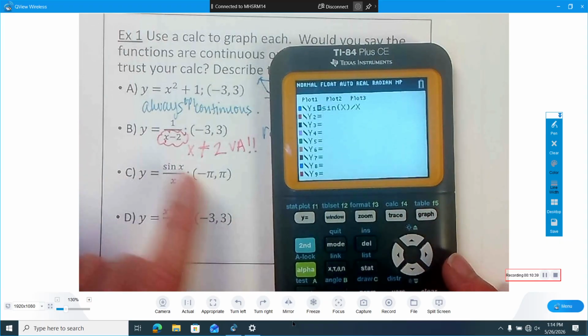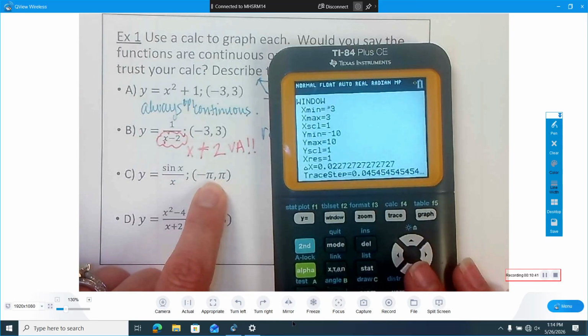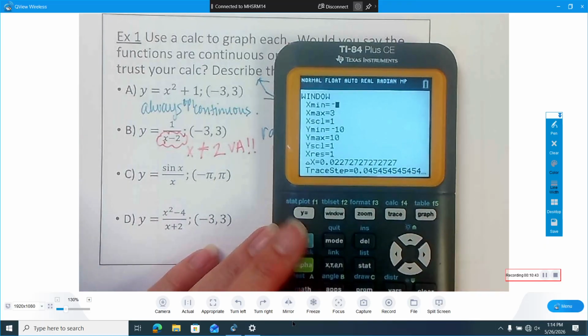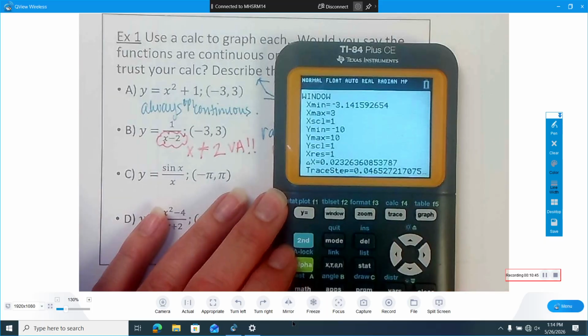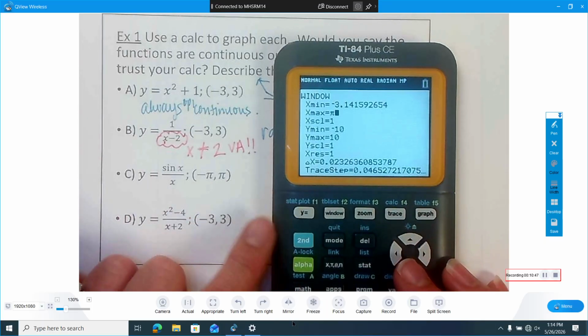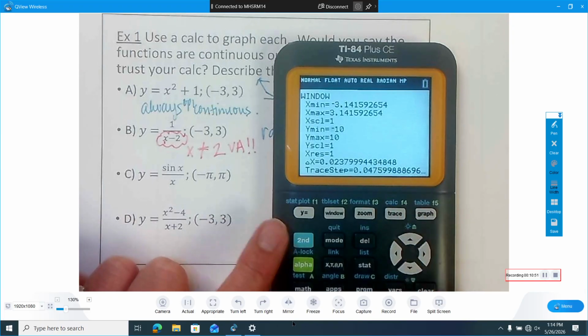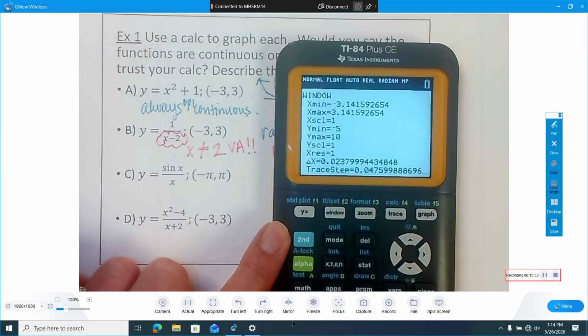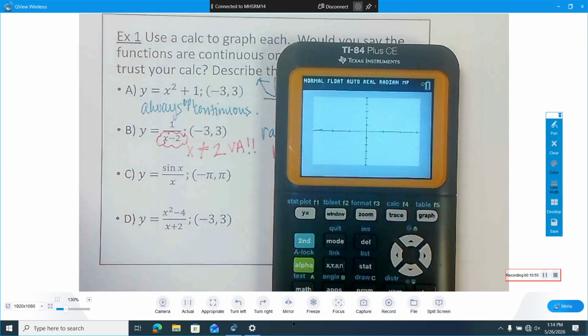All right, and it says to go from negative pi to pi, so I'm going to go ahead and do that. I'm going to go from negative pi to pi on my calculator window. And I also doubt I need to go from negative 10 to positive 10, so I'm going to go negative 5 to 5. Oh, look at that. I really didn't need to even go to 1. All right. Well, that's kind of interesting. So, do you think it's continuous?